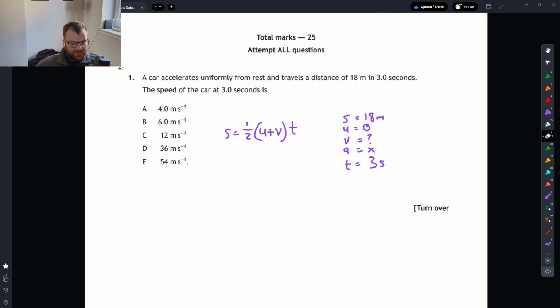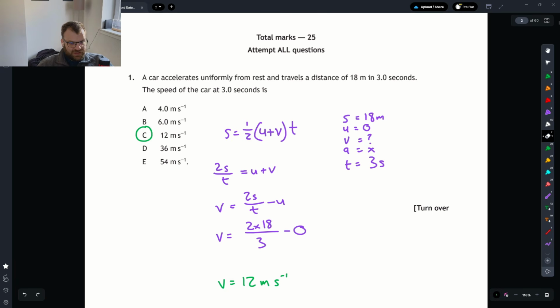I'm going to do some shifting around so I can get v by itself. I'm going to times both sides by 2, and I'm going to divide both sides by t. And then I'm going to bring over the u and make it minus u, like so. Plug in the numbers, 2 times 18 on the top, over 3, minus 0, because we're at rest. And then that's going to give you 36 over 3, which will give you an answer of 12 meters per second. And that should match up to answer C.